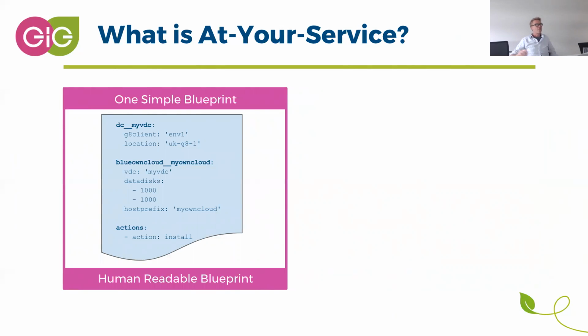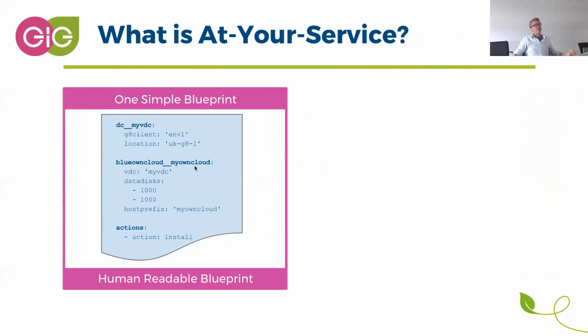This example of a blueprint is for creating a Dropbox kind of a solution, which we call My Own Cloud. That's the name you give it. And before the double underscore, you then typically see the name of the template, then double underscore, then the name of your instance.